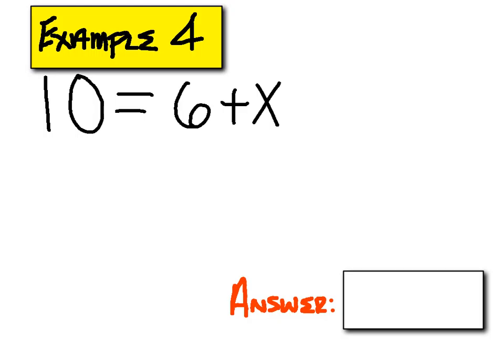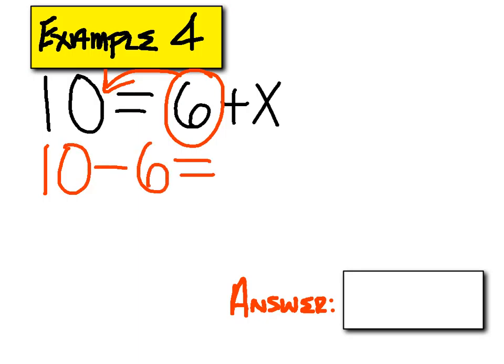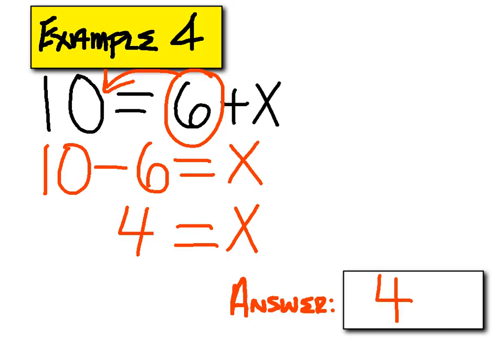Okay, for example 4, our x is already positive in this case, so we don't need to move it. All we need to do is move this number so we can get our x by itself. We're going to have to move that to the left side, so on the left side we're going to have 10. When we move our 6, it's going to become a negative 6. On the right side, all we're going to have is x. So we have 10 minus 6 is 4. On the right, we still only have x, so x is equal to 4.